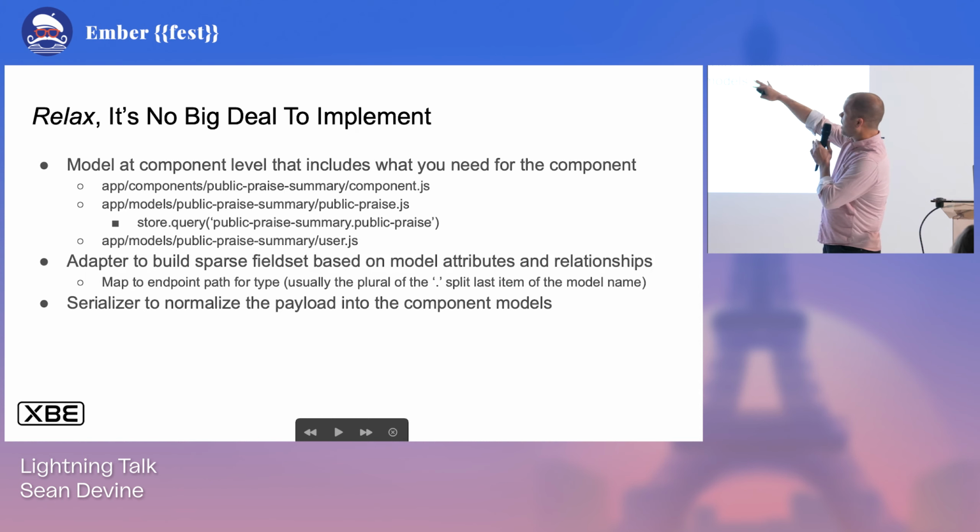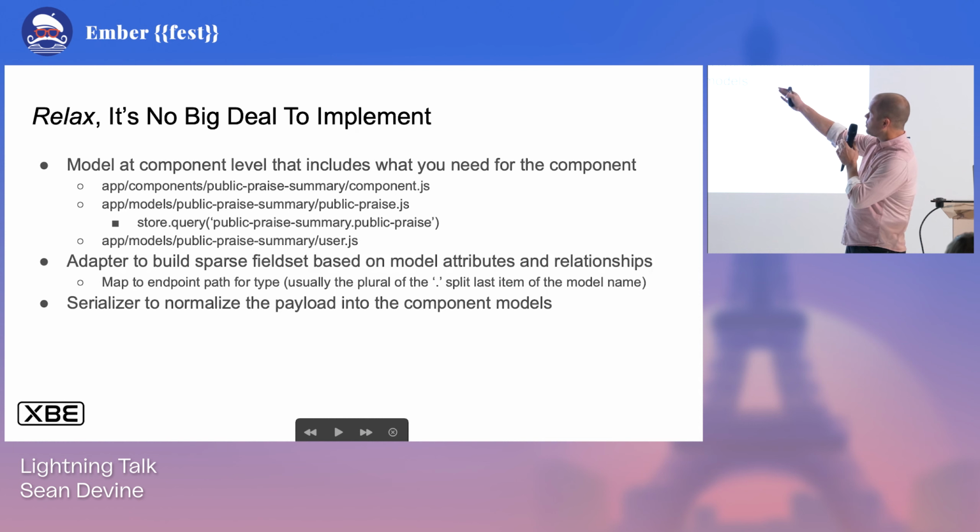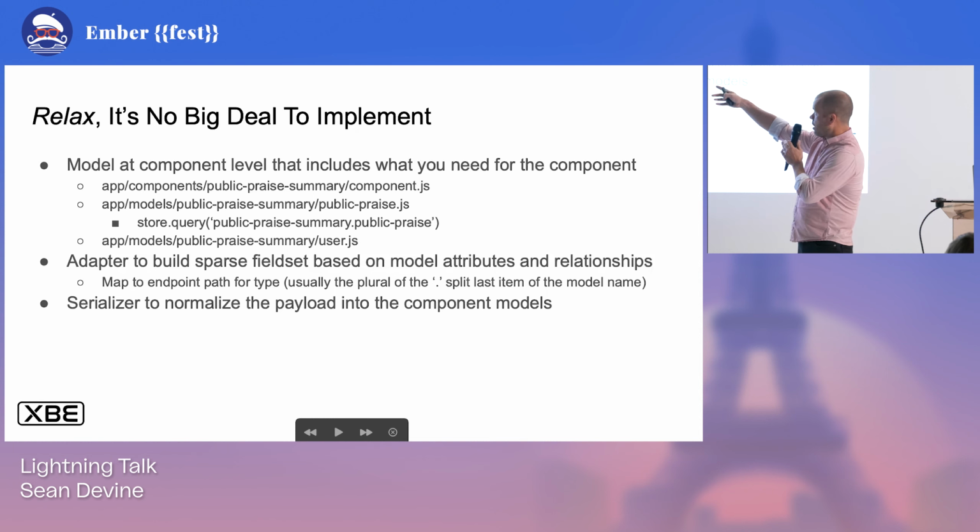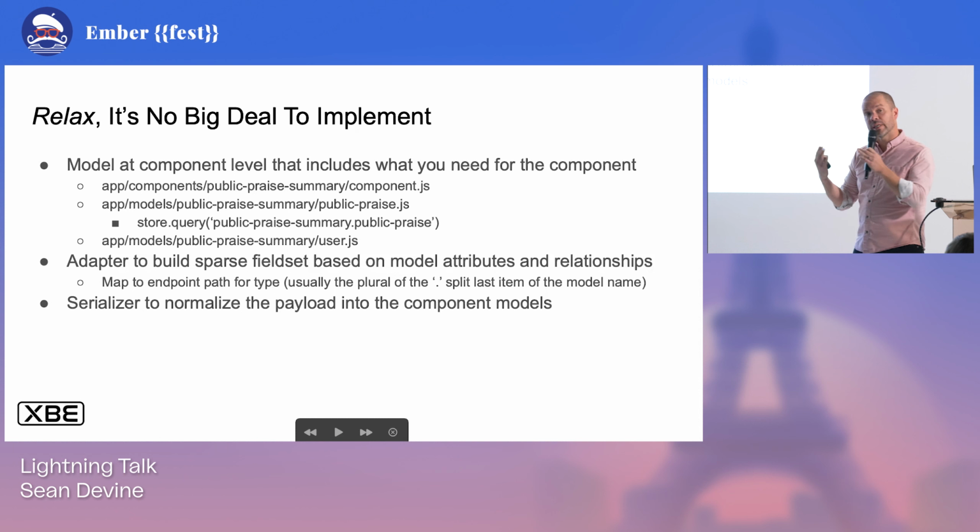And I just wrote up the simple little structure you'd expect. So components, public-praise-summary, and then in the models directory, I have a mirror of that. And then when I'm making a request, I just say, okay, I'm going to query public-praise-summary.public-praise, and that's how I get the component's version of that model. Okay, that was step 1.